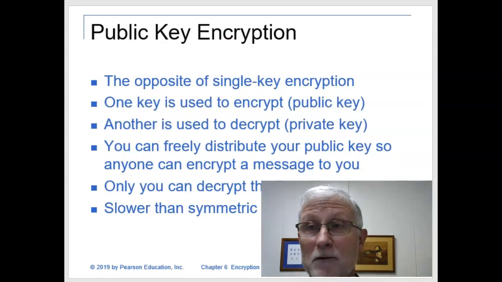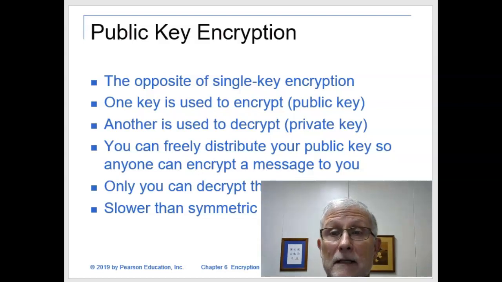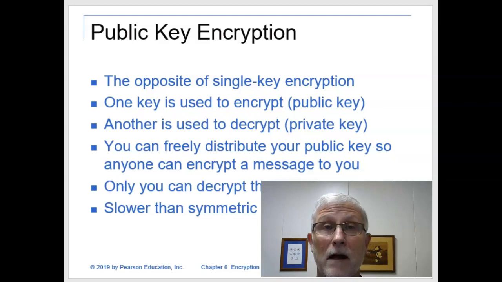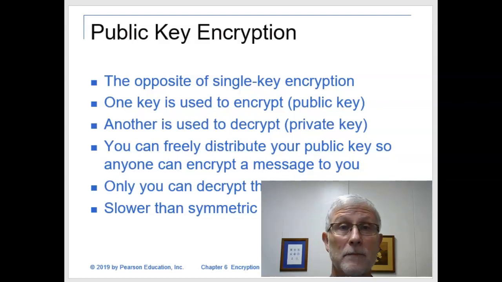Now, another method, those are the symmetric key. Now, this is public key encryption. It's the opposite of a single key. You've got a two-key process. One key is to encrypt the message. That's your public key. And another key is used to decrypt. That's your private key.